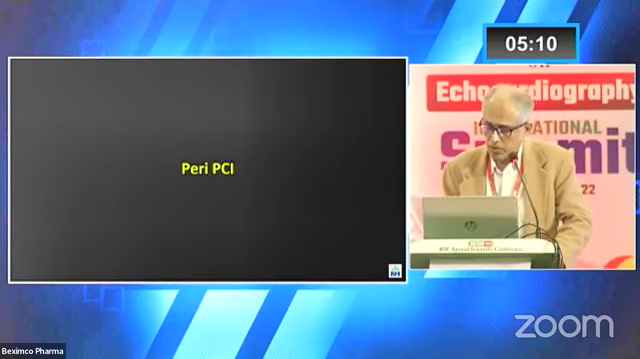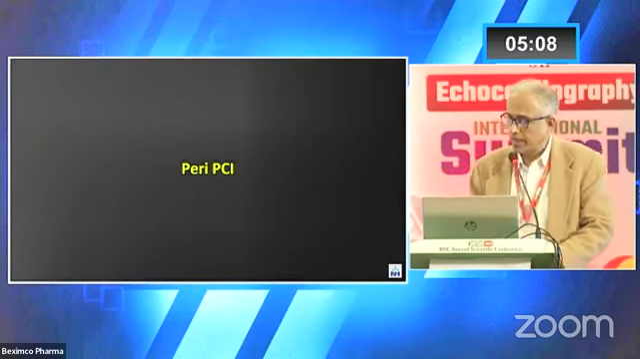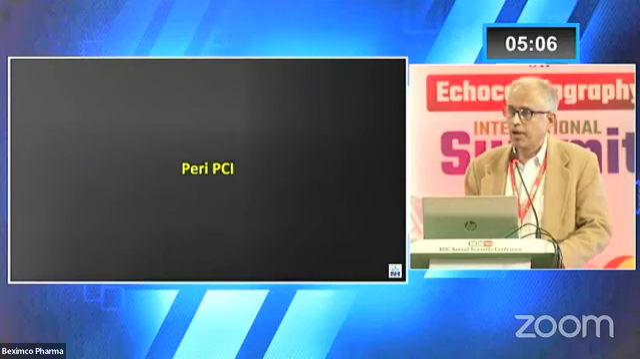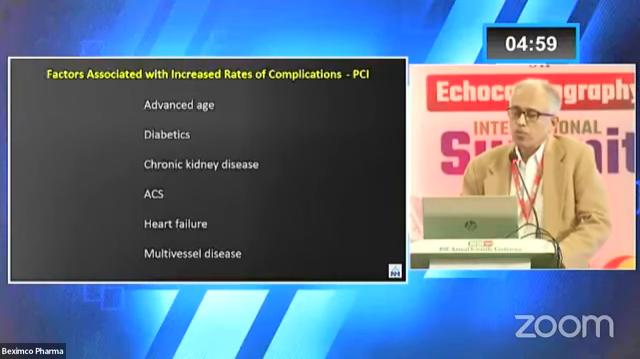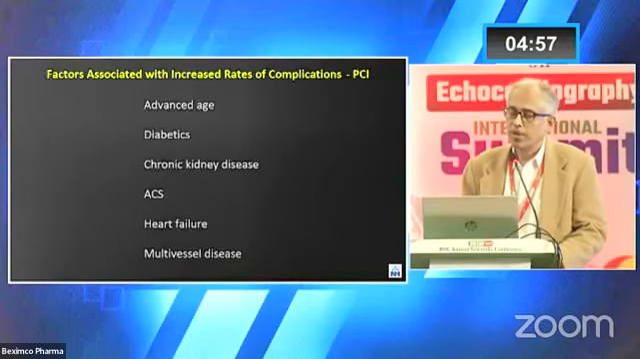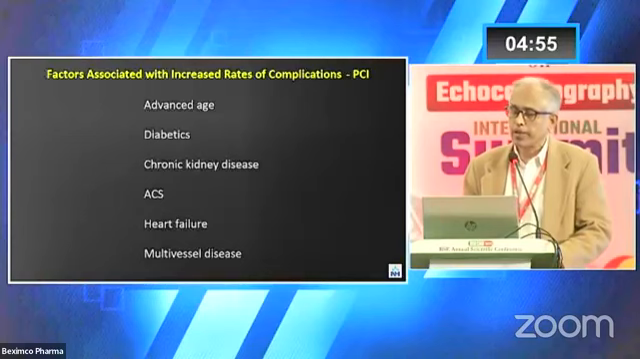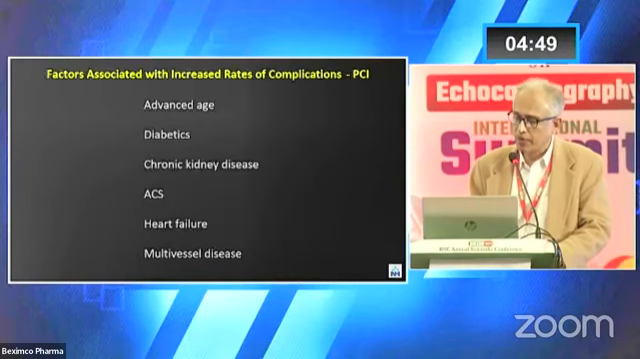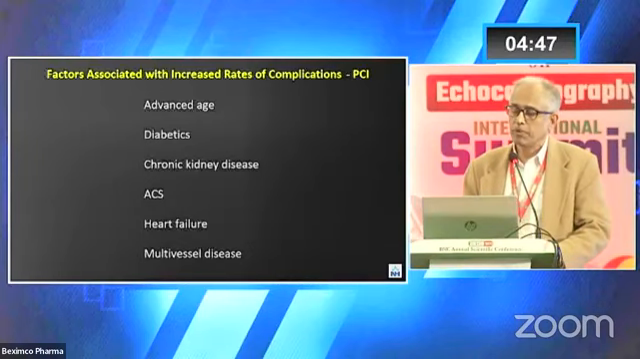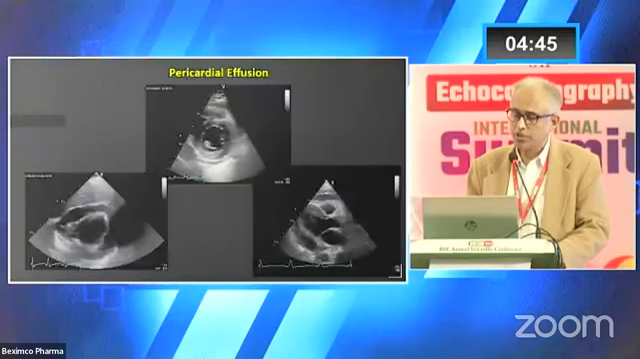Now on table, so now you are inside the cath lab, and the PCI is going to be performed. So what is the role of echo here? One has to look at the vulnerable population, the people who are most likely to give problems: advanced age, diabetics, chronic kidney disease, acute coronary syndrome, patients in heart failure, multivessel disease. These are the people who will have more complications.